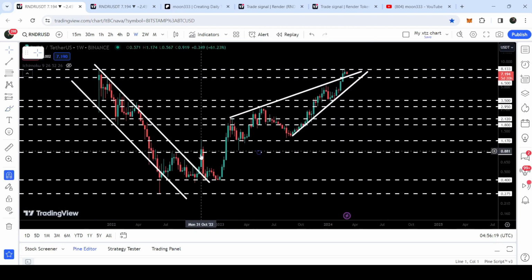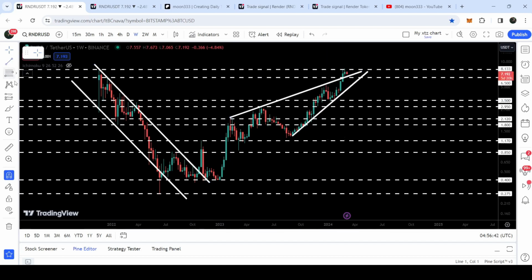And by the way, this rally began here when we broke out of this previous channel in the month of October 2022. When it was moving inside this channel, even in those days, I was telling you that once Render is able to break out of this channel, then we can expect a massive rally. The technical target can be here at the top of the channel between $8 to $10. And you can see that the price has already hit that target.